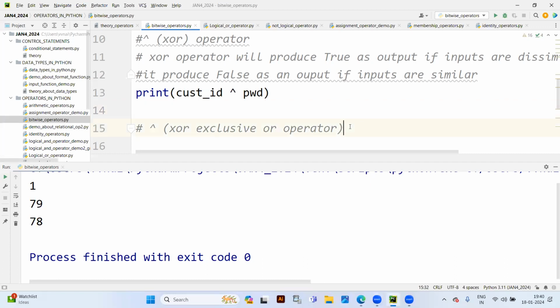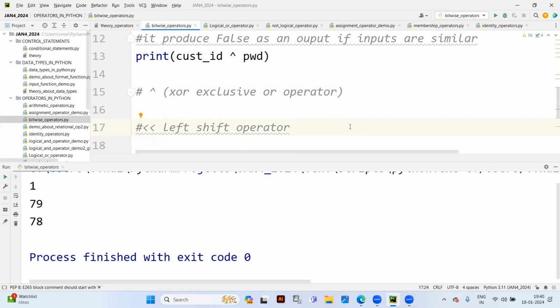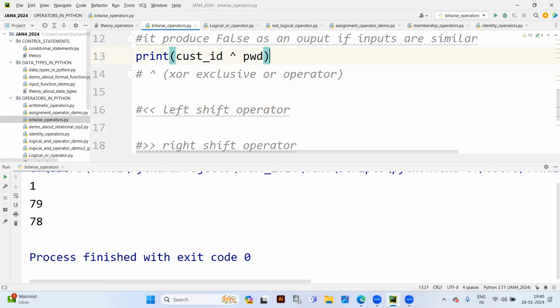Guys, did you understand the three operators? Yeah, yes, sir. Great, great.